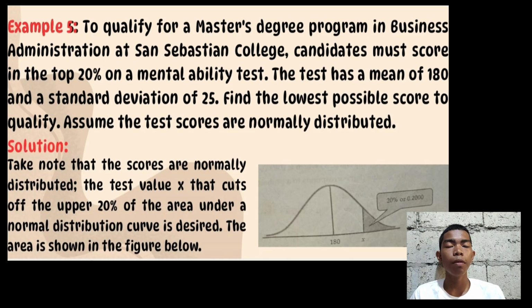Example 5. To qualify for a master's degree program in business administration at San Sebastian College, candidates must score in the top 20% on a mental ability test. The test has a mean of 180 and a standard deviation of 25. Find the lowest possible score to qualify. Assume the test scores are normally distributed. So, the solution. Take note that the scores are normally distributed. The test value x that cuts off the upper 20% of the area under a normal distribution curve is desired. The area is shown in the figure below.